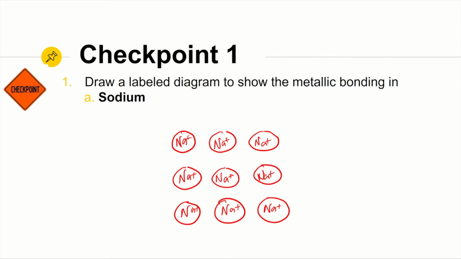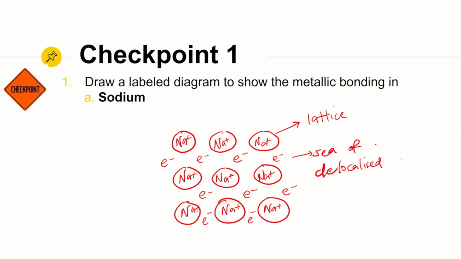I have 9 here, so I will have a total of 9 valence electrons being lost. So 9 delocalized electrons, and I just draw anywhere. I represent an electron by e with a negative charge. I have drawn a total of 9. So this is my labeled diagram of metallic bond in sodium. I have a positive lattice structure, so this is my lattice, and this is my sea of delocalized electrons.